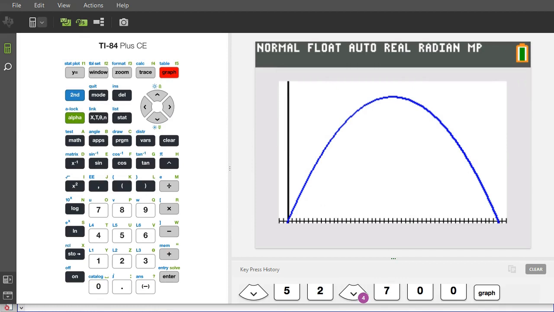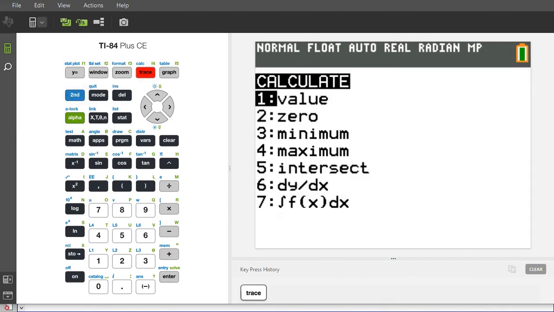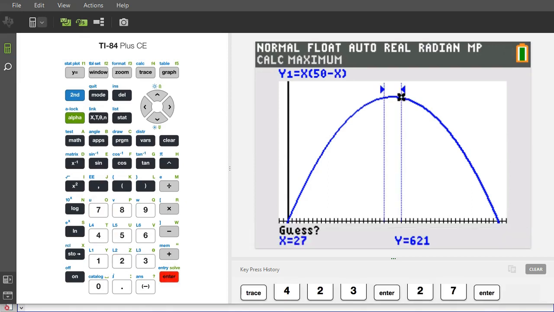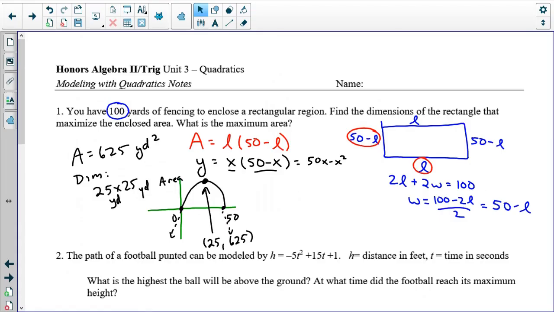So there's my graph. And once again, if I wanted to find a maximum value, I can hit second trace, maximum, make sure that my cursor goes above and below, and then it will give me the answer. Notice once again, just like the calculator objectives video, sometimes the calculator will have a rounding error. You would have to know that 24.999995 is really just 25. Question 2.